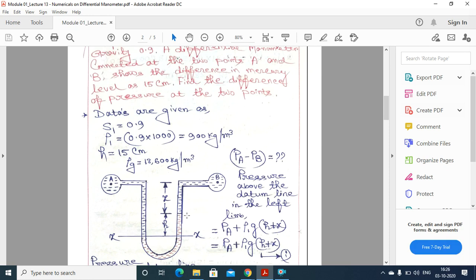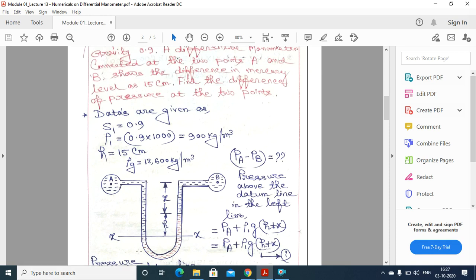So we have to find out PA minus PB, because a differential manometer is used to measure the pressure difference between the 2 points in a pipe.